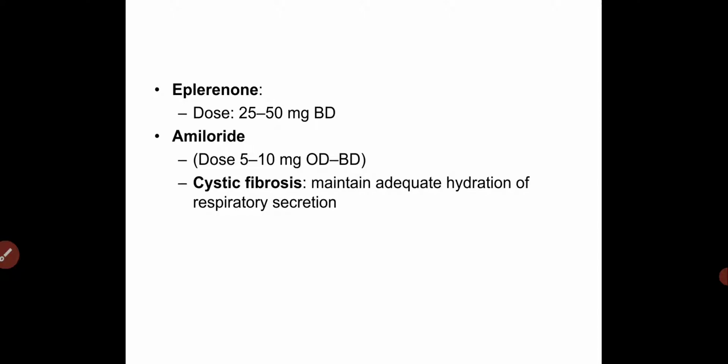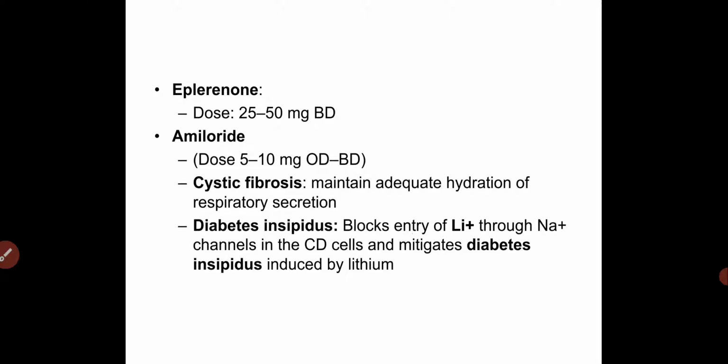Amiloride dose is 5 to 10 milligram once or twice a day. It is useful in cystic fibrosis also, because it maintains adequate hydration of the respiratory secretions. It is also used in lithium induced diabetes insipidus. It blocks the entry of lithium through the sodium channel in the collecting duct, so it is useful in diabetes insipidus due to lithium.